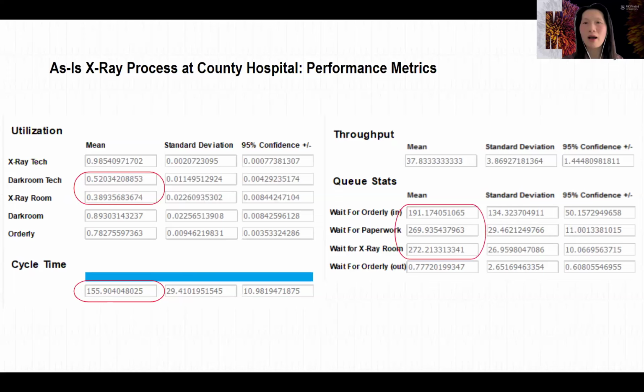Then we also have the next one, which is the Q statistics. Right? So Q is more from the customer perspective. How long they wait for the orderly when they go in, how long they wait for the paperwork, how long they wait for the X-ray room to be ready. So all these are mean values. Okay, so you can see they are all pretty high. Other than the last one, which is very short, under a minute, the rest are all very high.